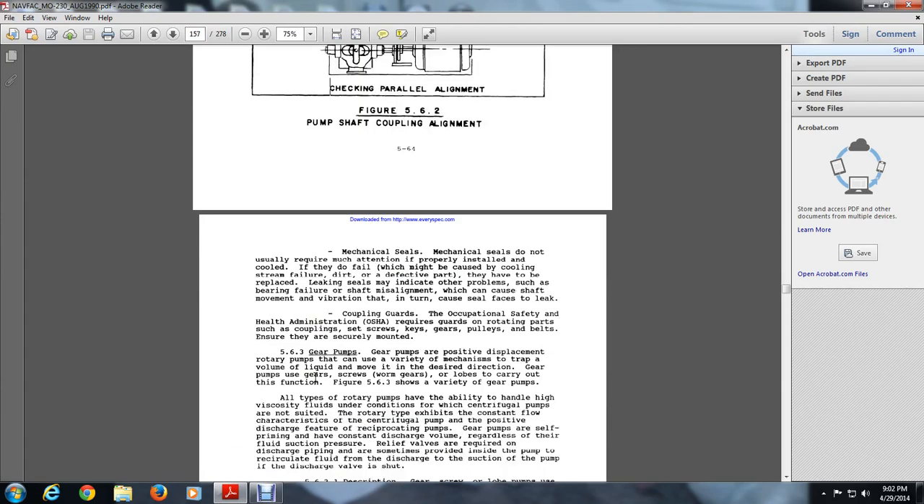5.6.3 Gear pumps. Gear pumps are positive displacement rotary pumps that usually use a mechanism to trap a volume of liquid and move it in the desired direction. Gears, wear plates, and lubes carry out this function. Figure 5.6.3 shows a variety of gear pumps. Rotary pumps can handle high viscosity fluids under conditions where centrifugal pumps are not suited.